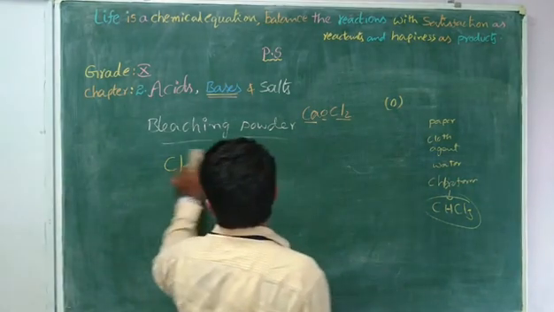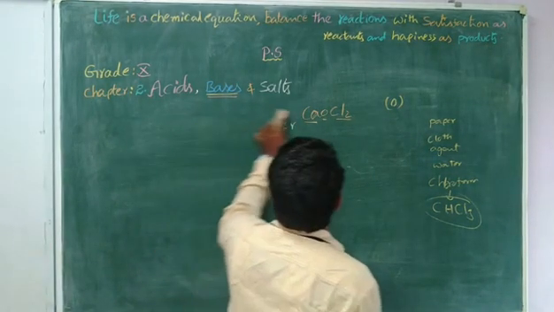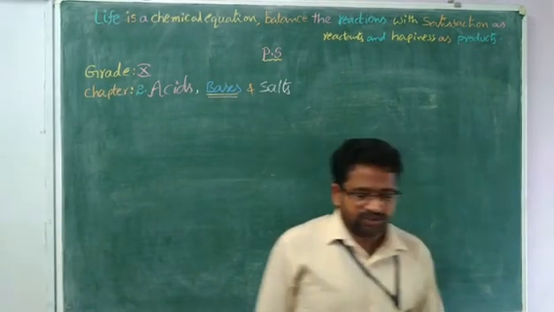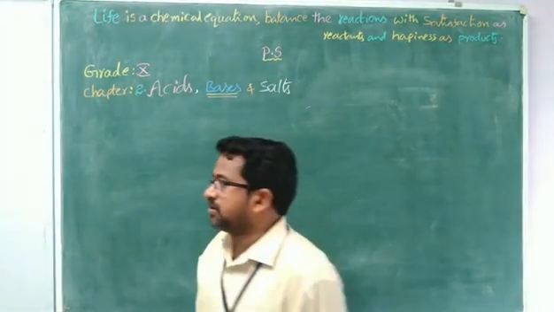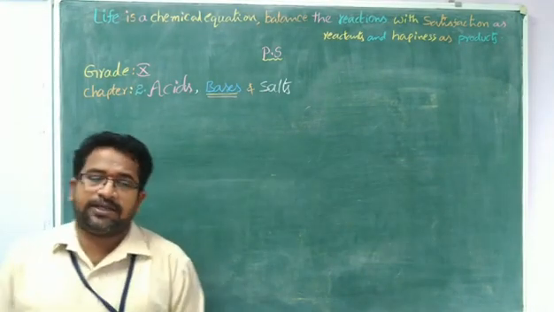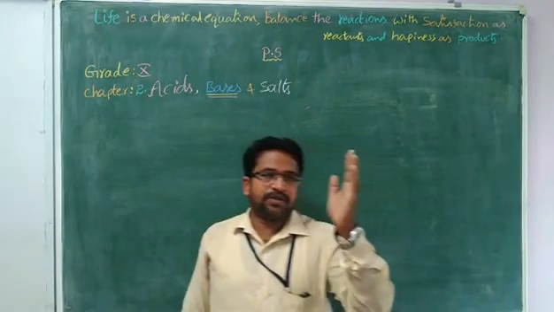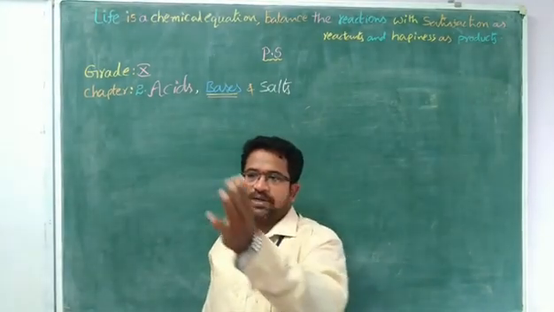That's about bleaching powder. Okay, what is the formula of bleaching powder? CaOCl2. What is the chemical name? Calcium oxychloride. Children, do one thing. After finishing this lesson, take a paper and form a gist: serial number, chemical name, common name, formula.